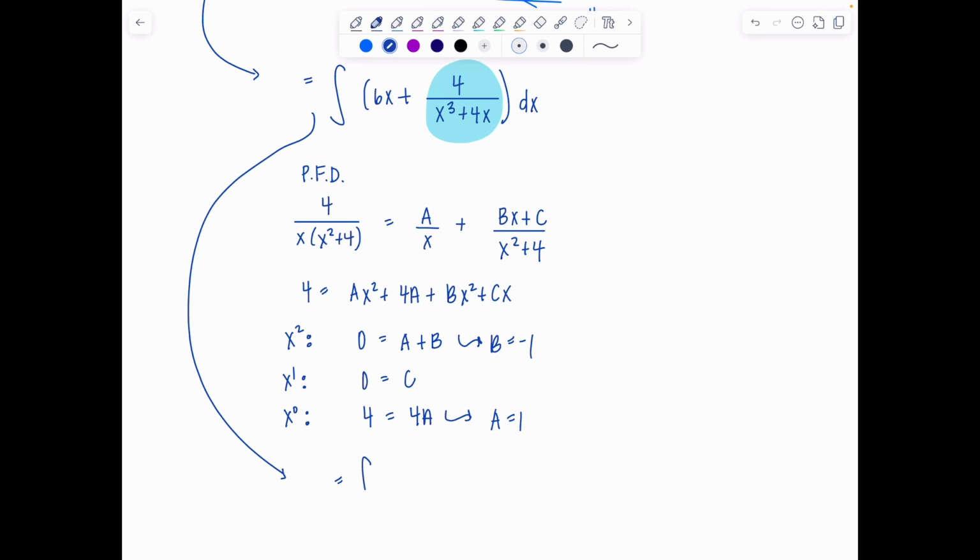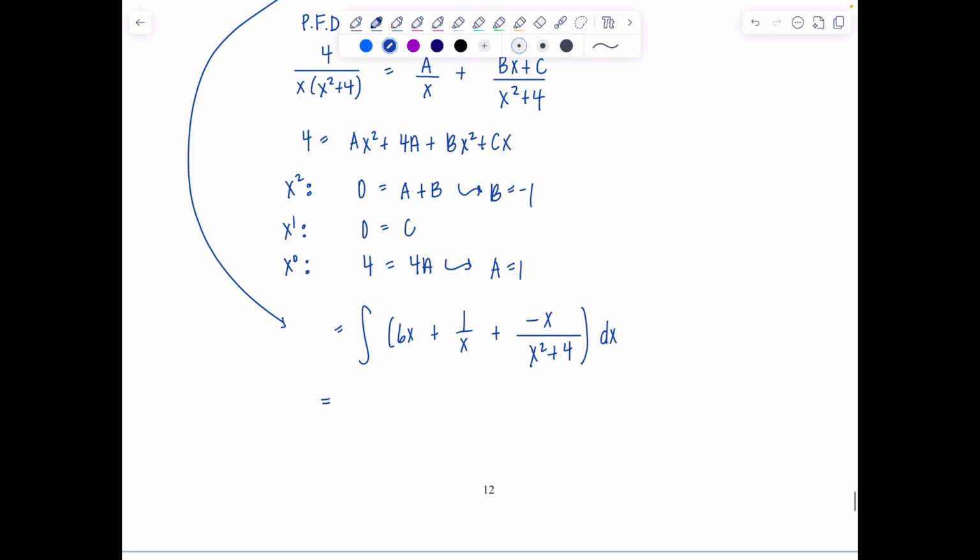So then we have the integral of 6x plus a is 1 over x plus b is -x over x squared plus 4 dx. Okay, good. Then we can just go term by term. Antiderivative of 6x is 3x squared. Antiderivative of 1 over x, ln absolute value of x. Some people needed to do the u sub off to the side, which is fine. You would let u be the denominator. And then you'd have 1/2 du is x dx. So antiderivative is going to be -1/2 ln of x squared plus 4 plus c.